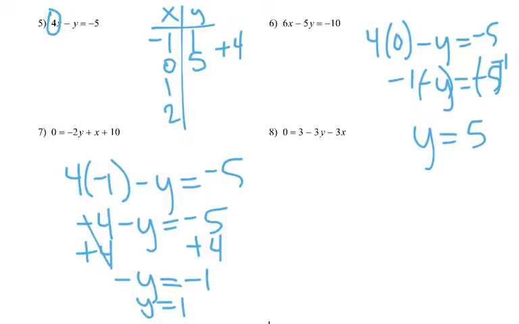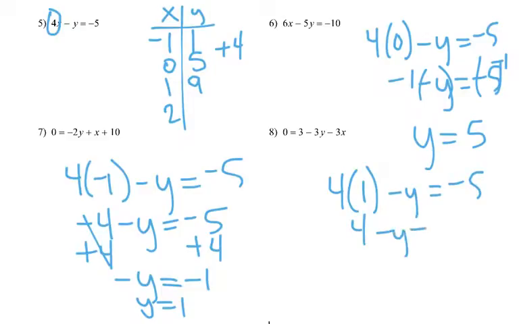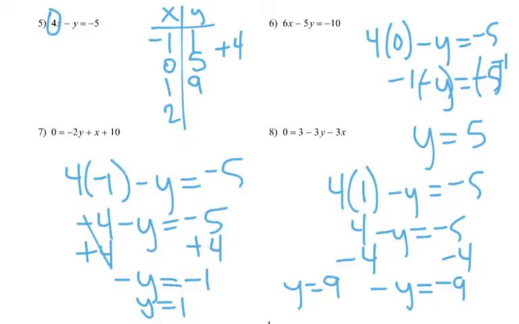Let's verify. So this should be 9. So 4 times 1 minus y equals negative 5. Positive 4 minus y equals negative 5. Got to subtract a 4. We get negative y equals negative 9. They both become positive when I multiply by a negative 1. So yes, it's 9. So I know that this one's got to be 13. Okay? So then number 6, we look at it the same exact way.